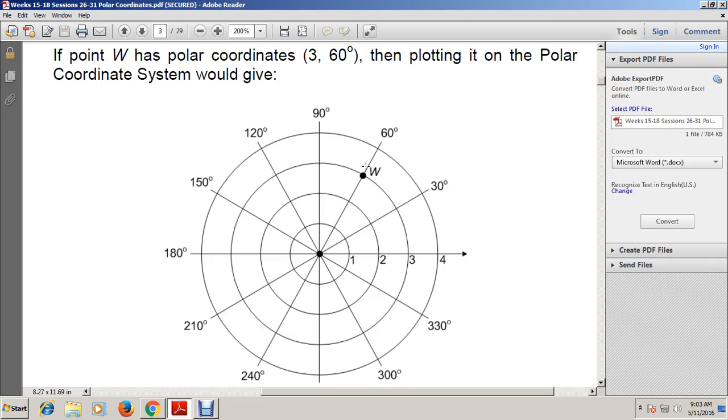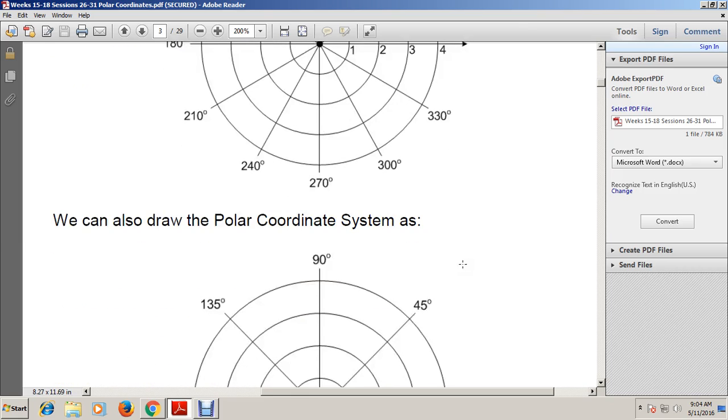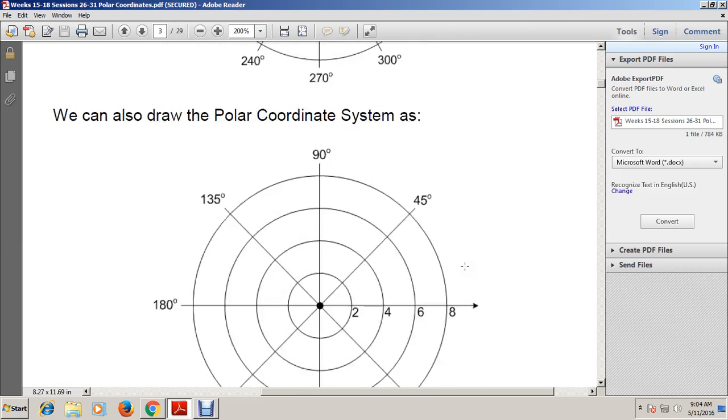So we will be drawing the ray from our origin up to the point W. Okay. We can also draw a polar coordinate system as follows.